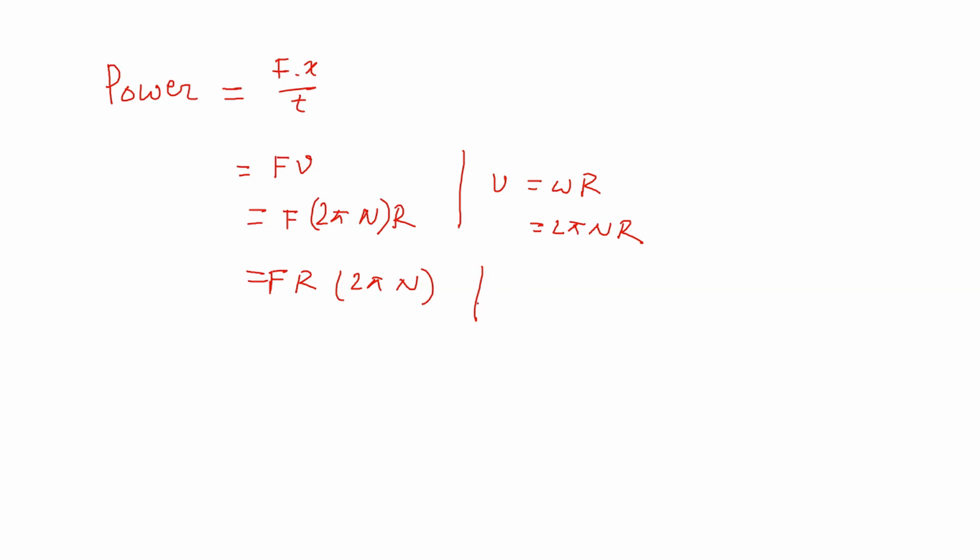So F times r: if you have a situation like this, and you apply some force here, and the distance is r, then we can say the torque can be calculated as T equals force times the moment arm, or distance. So we can transfer this equation to something like torque times 2 pi times n.